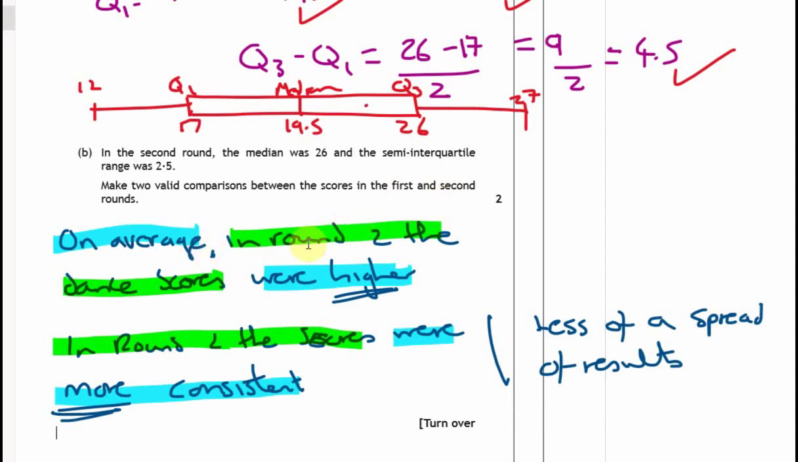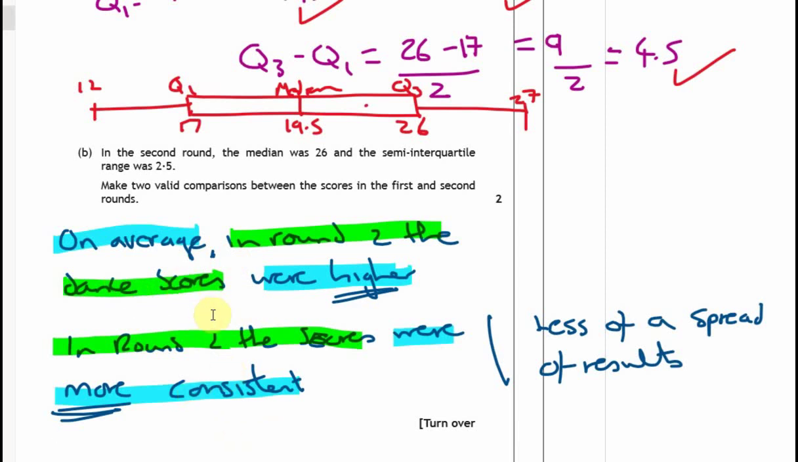So just make sure you use the question. Don't just say in round two the mean was higher. I don't think you get the mark for that. You need to say that on average in round two the dance scores. If you said the word scores that'd be okay, but I'm really tying in the dance scores. What are we talking about? Is it the rainfall? Is it the number of trucks? Really tie it into the question. Don't just say the mean was higher or lower.